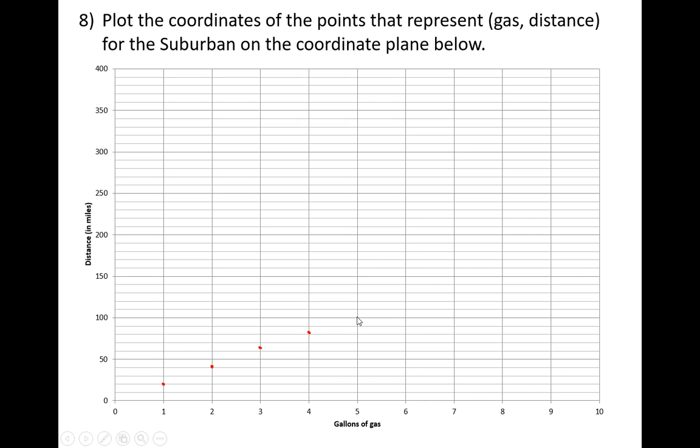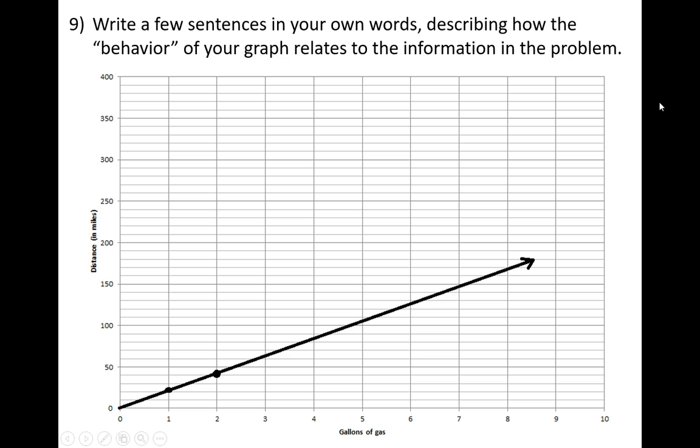5 was 105. Bottom line is, if we graph these points, we're going to get a nice straight line. It's really hard on this tablet for me to show, but it's going to look something like that. They drew it much better. They didn't have any trouble graphing it. But you can see every time we go over 1 gallon of gas, it's going up 21 miles.